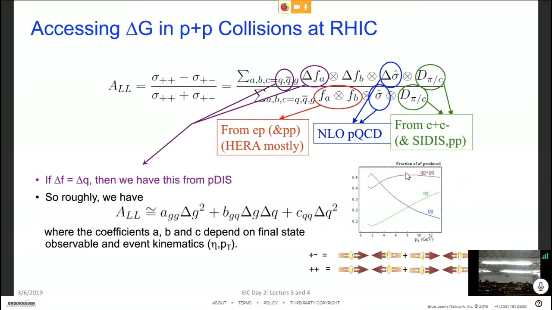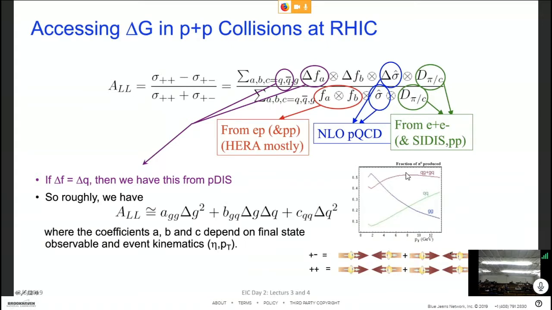For pi zeros, this is the fraction produced from various processes. The gluon-gluon process dominates at low pT. The quark-quark is the green here, and quark-gluon and gluon-quark is sort of flat here. So if you go to low pT, it's the gluon-gluon process that dominates, and that's what's most sensitive to the glue. So we can get the gluon spin. As you go to higher pT, you start getting complications due to quark-quark and quark-gluon, and we need to incorporate that. But the basic experiment is done with collisions where the protons are anti-parallel versus when the protons are parallel.